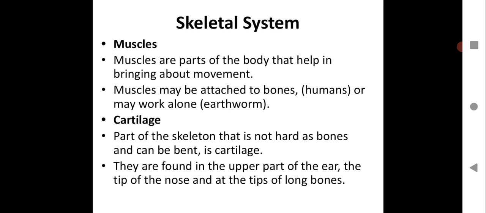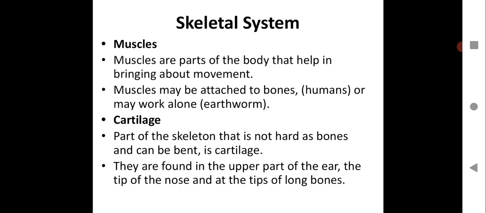Muscles may be attached to bones, like in humans, or may work alone, like in the earthworm. So it can be attached to bones, like for us, and when it is attached to bone and you have a muscle tear, that part of the body will be very painful. And in the earthworm, muscles work alone.